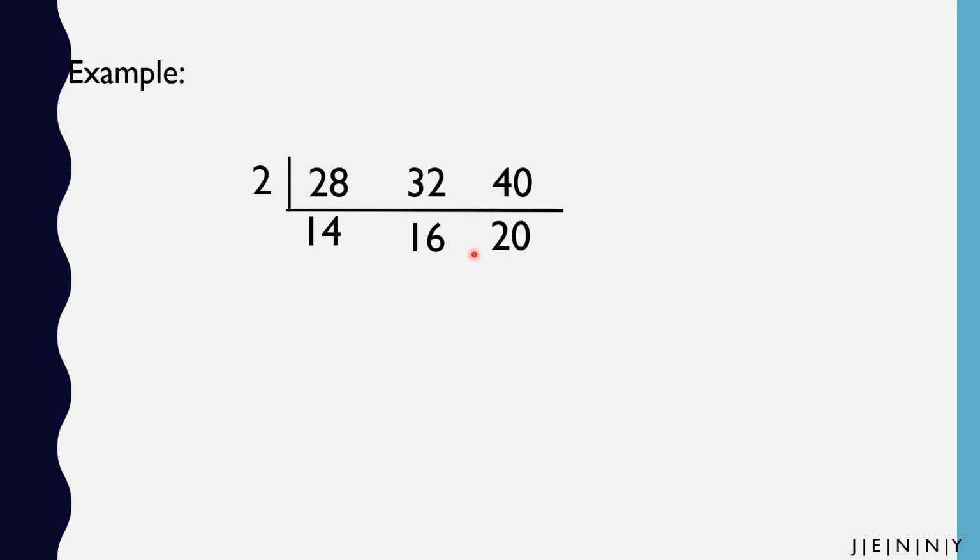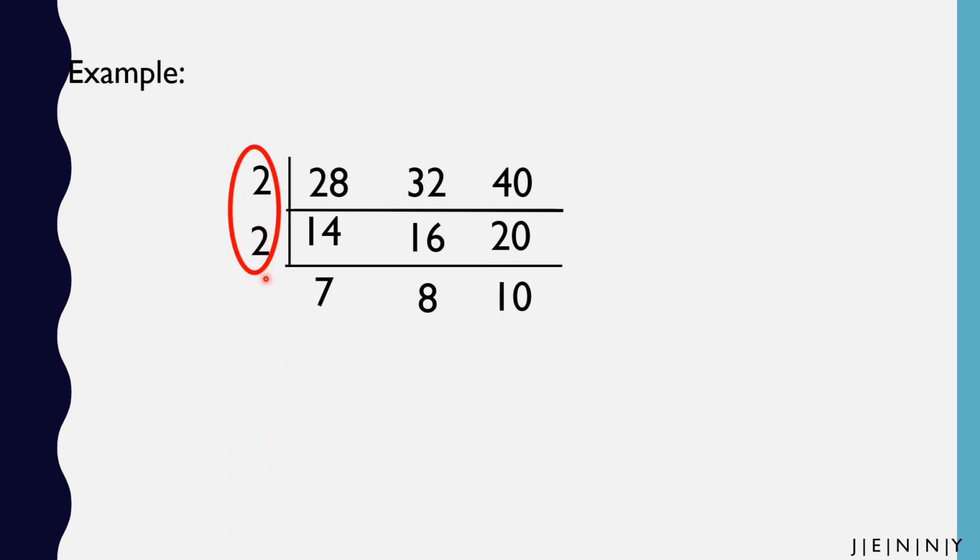So 14, 16, and 20, we're going to divide again by 2. 14 divided by 2 is 7. 16 divided by 2 is 8. 20 divided by 2 is 10. Now we have here 7, 8, and 10. 7, 8, and 10 are relatively prime numbers. They do not have common factors other than 1. So we're going to take 2 and another 2 and multiply them together. 2 times 2 is 4. So our greatest common factor is 4.